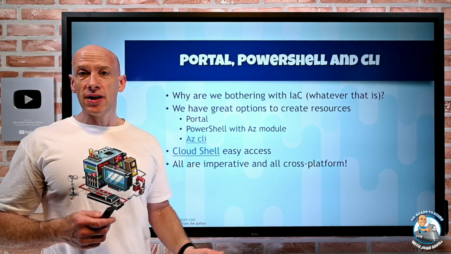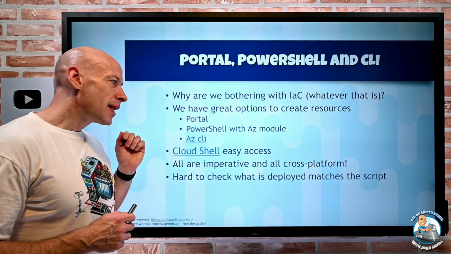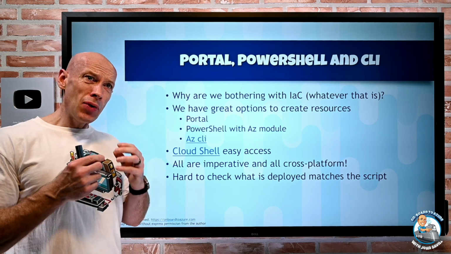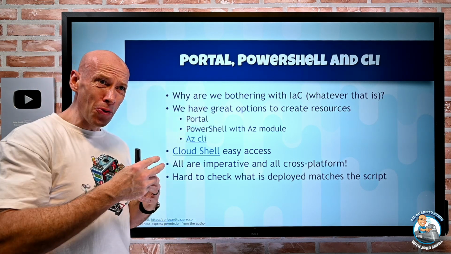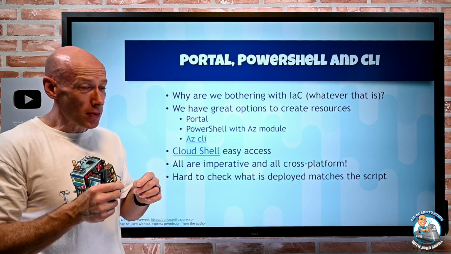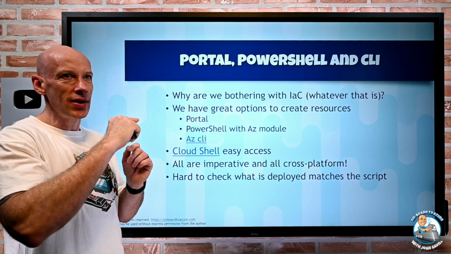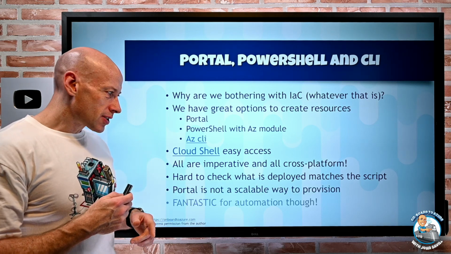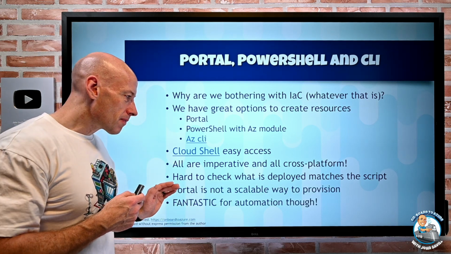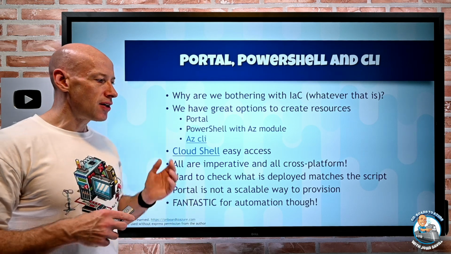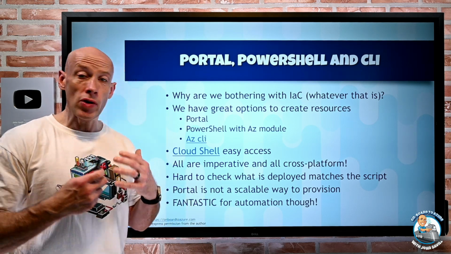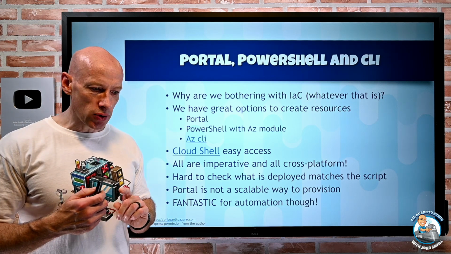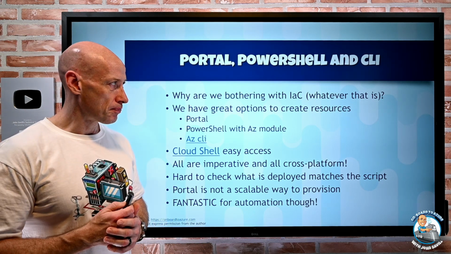So they're all imperative, they're all cross-platform, but again, it's hard to check what is deployed. If I have some script, how do I know what's existing in the world actually matches that script? I would have to go line by line. What does this line do? What does this line do? To actually understand and compare. The portal's not scalable, but those CLIs are fantastic for automation. So they have a great use case. It's just not for provisioning. So for the creation of resources, hey, I really don't want to be using those.